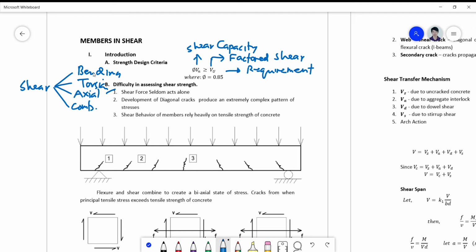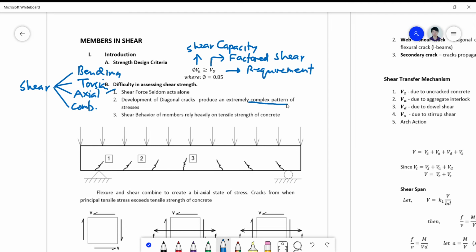So number two is that the development of diagonal cracks is so complex. It produces a very complex pattern, which will confuse many observers who are making research and study regarding the behavior of beams in shear.